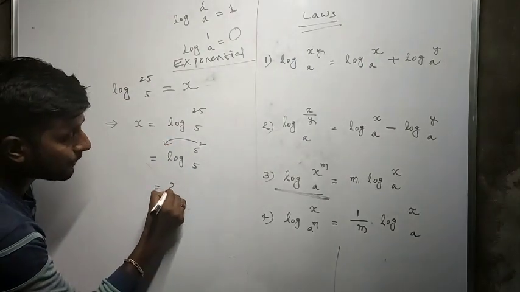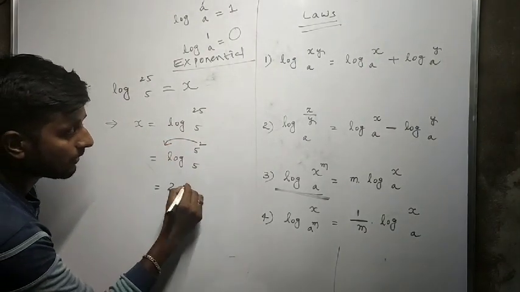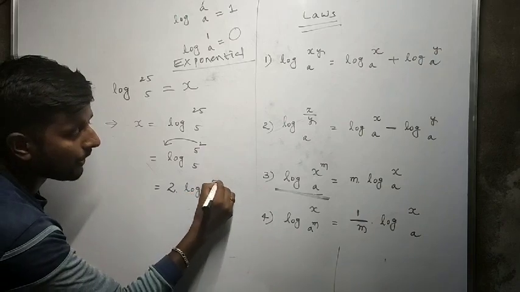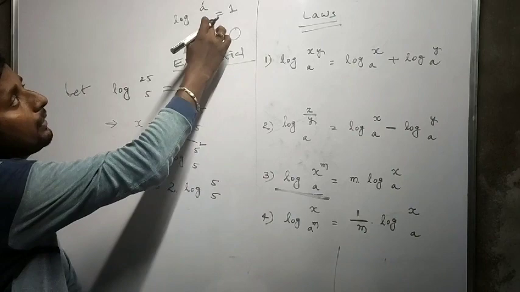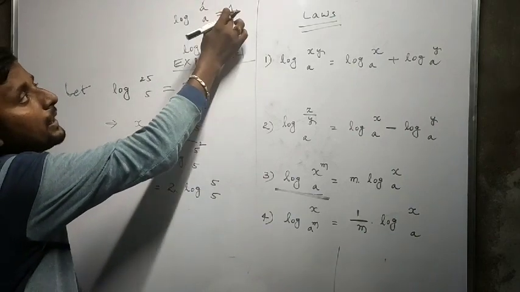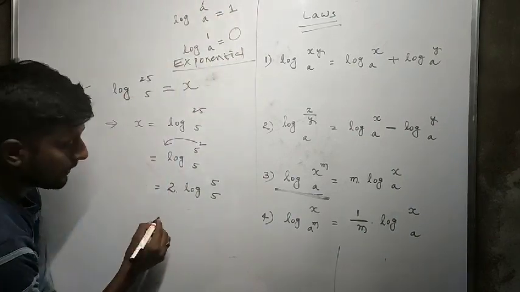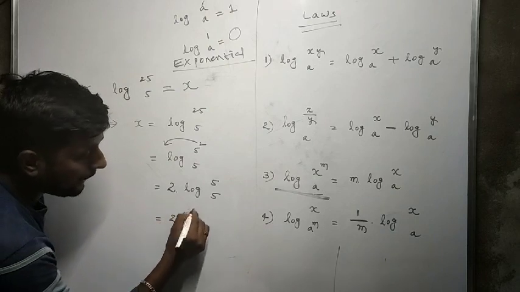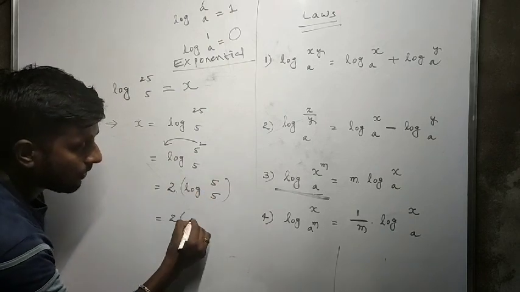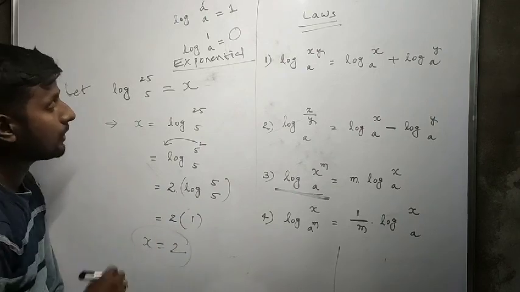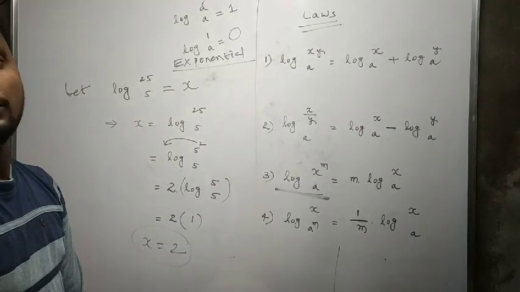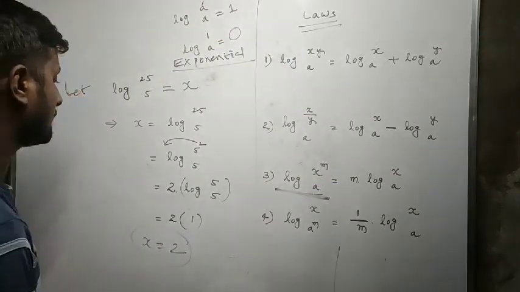So simply we write 2 into log 5 to the base 5. The same numbers, no? Look, log a to the base a gives the answer 1. So in the next step we write 2 into 1. Overall answer is 2. X is equal to 2. Correct? I will show one more example.